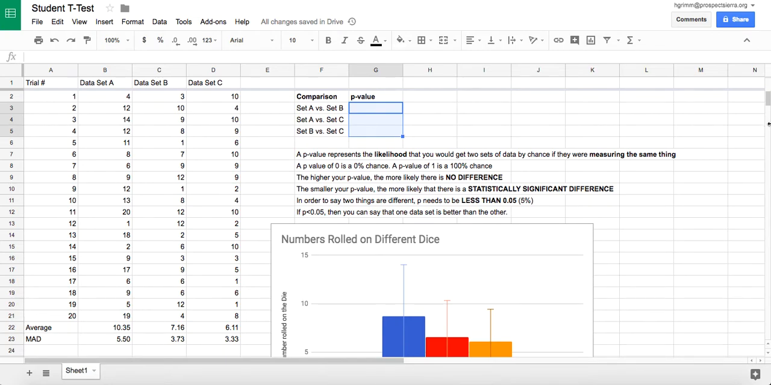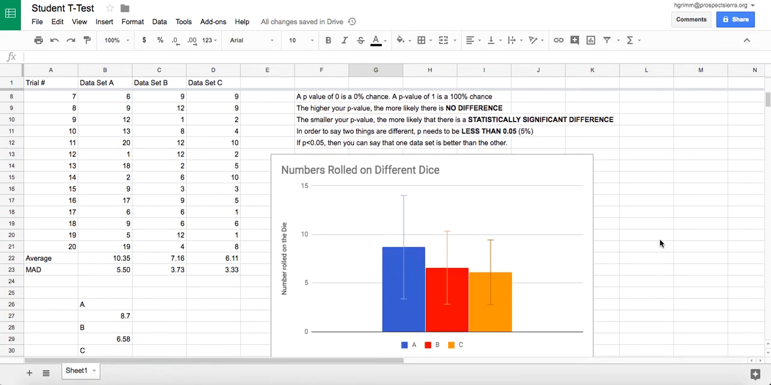Hi folks, today we're going to talk about a new statistical tool that you can use to compare two data sets and see whether one is actually different from the other. So far we've used error bars with things like mean absolute deviation or standard deviation to tell apart our data.